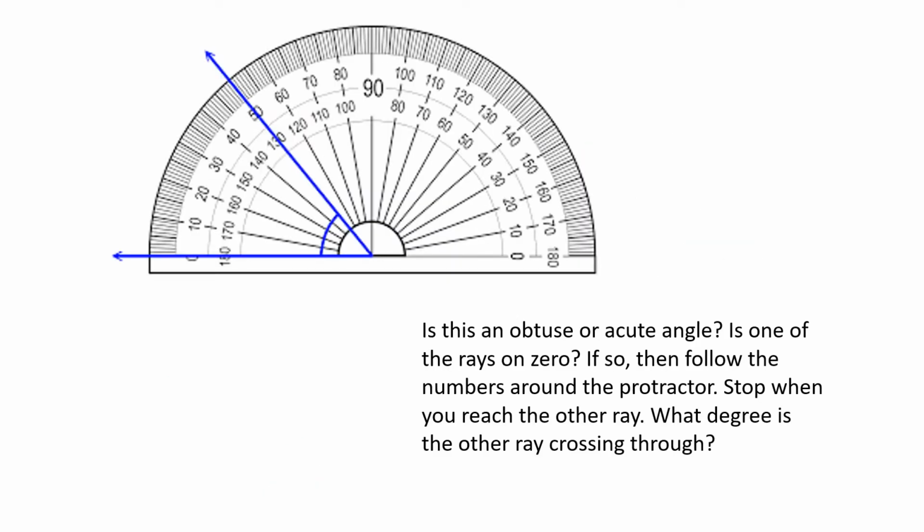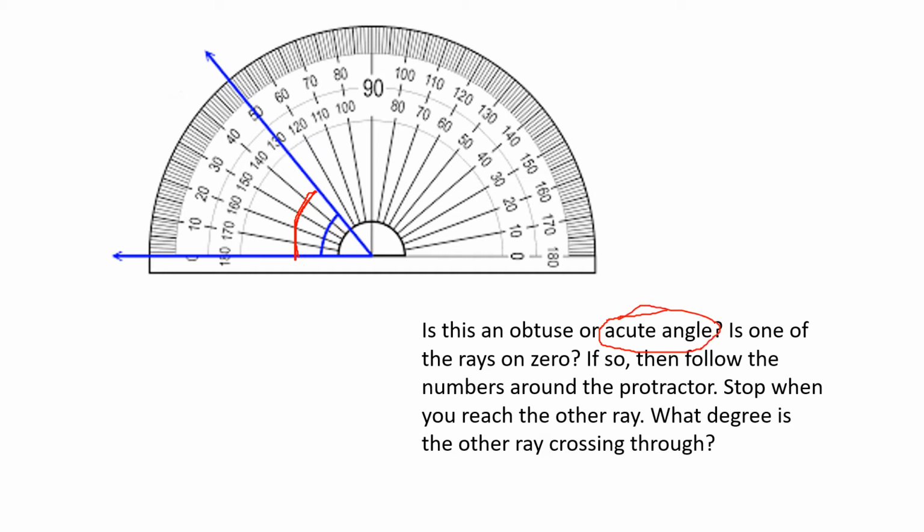Now we're going to look at an angle on a protractor. The first thing we ask ourselves is, is this an obtuse angle or an acute angle? Okay, I'm looking at this angle and I can see that it's less than a 90-degree angle. It is closed more, so this is an acute angle.